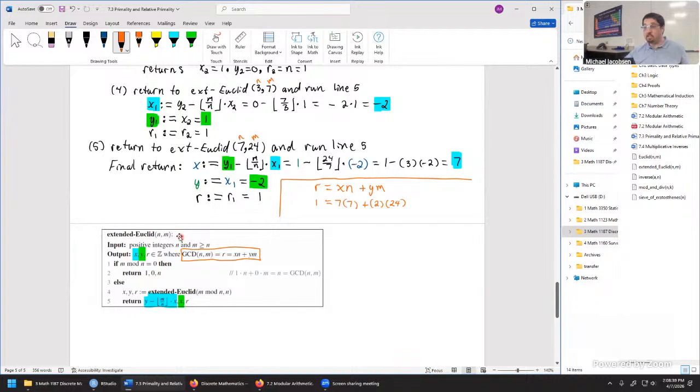So if the extended Euclidean algorithm worked as intended, that equation should be true. This is 49. That needs to be a -2, not a 2. Oh, thank you. That made me freak out a little bit.